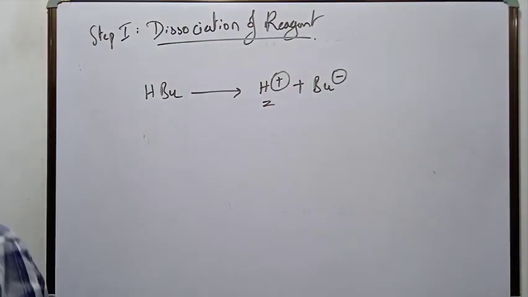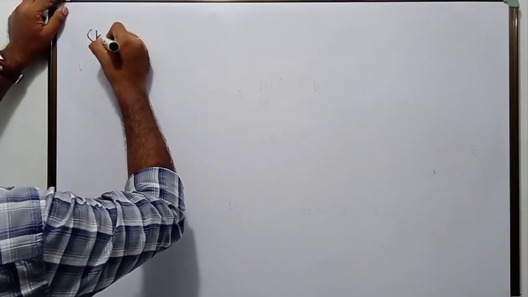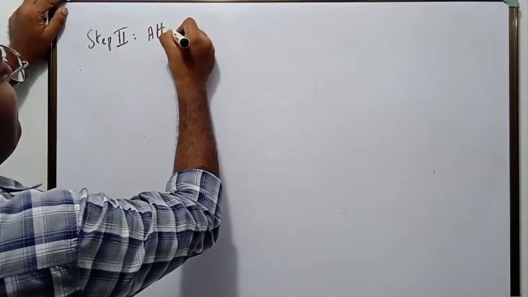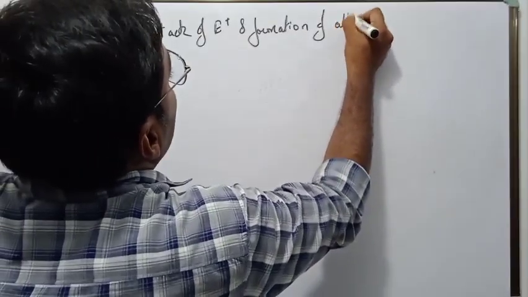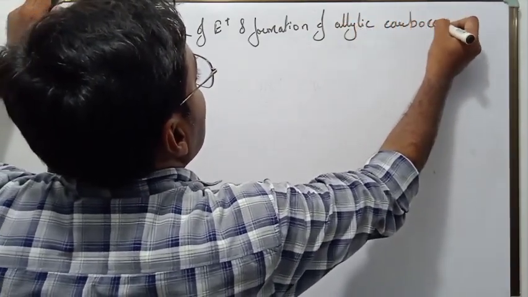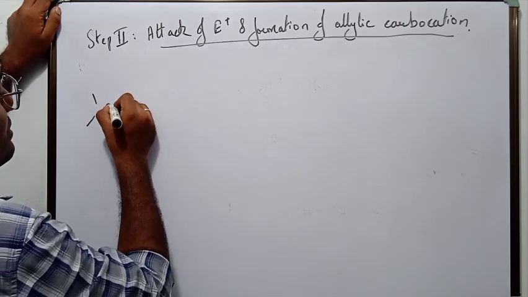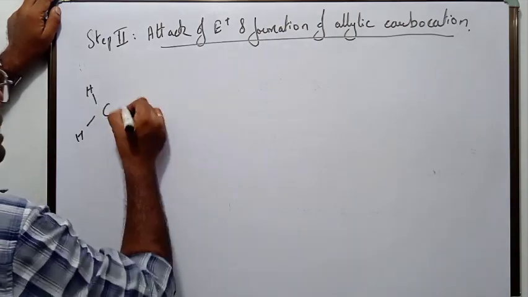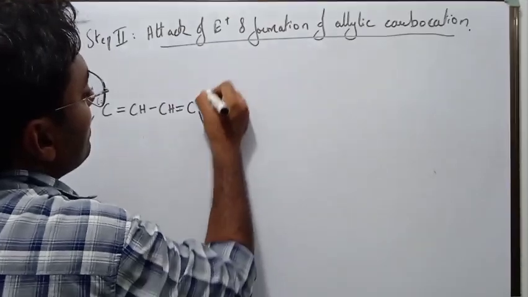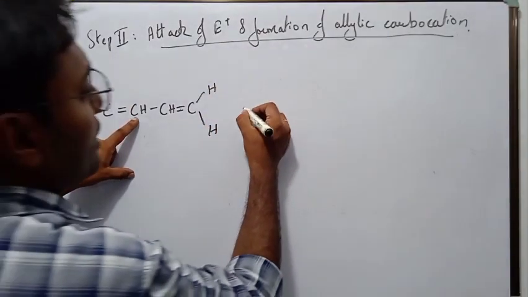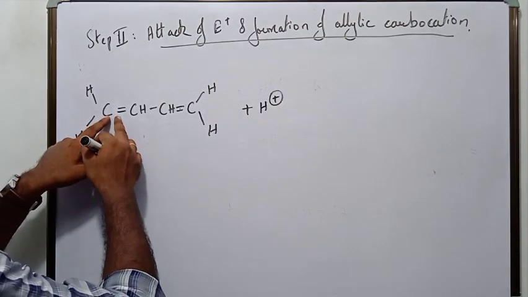Step number 2, what would happen now? The electrophile will attack the alkadiene. Let us see. Step number 2, attack of electrophile and formation of allylic carbocation. Let's see and understand what an allylic carbocation is. We will come to understand that once we see the attack. So this is our substrate, that is your 1,3-alkadiene. That's right. This is the 1,3-alkadiene, and now let H plus attack. Fine. So what can happen now? It can take from this. Okay, let it take from this.